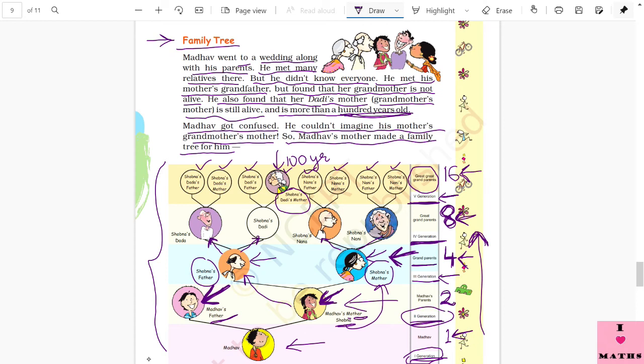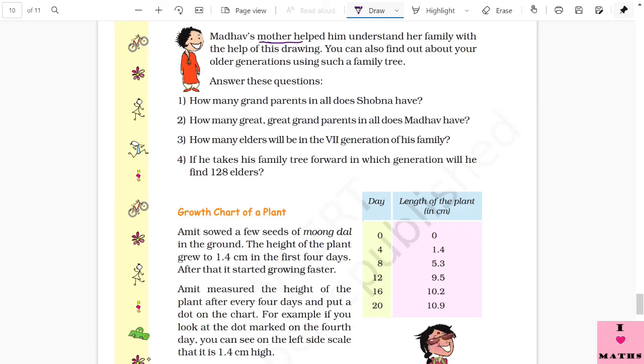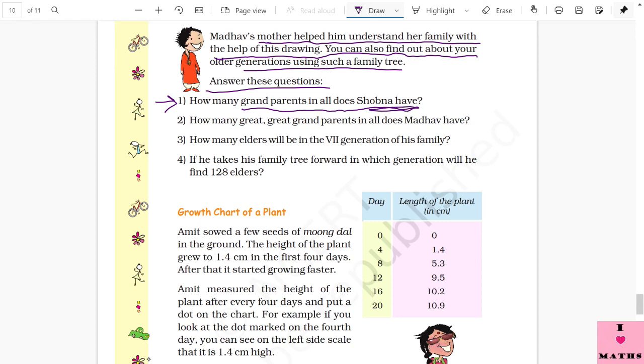Okay, let's move to the questions now. Madhav's mother helped him understand her family with the help of this drawing. You can also find out about your older generations using such a family tree. Now let us answer these questions. How many grandparents in all does Shobana have? Okay, so Shobana has 4 grandparents in all. Nana, Nani, Dadu and Dadi. So Shobana has 4 grandparents.